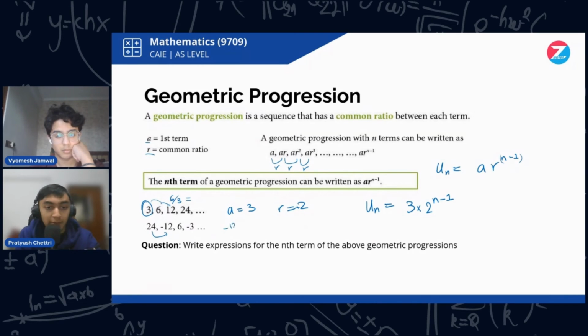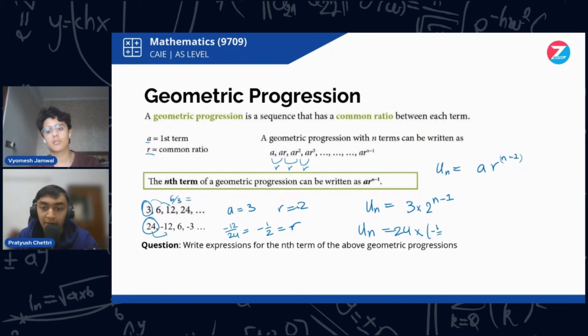Okay, let's do this one. Let's do minus 12 divided by 24. Obviously, it is minus a half. So this is our common ratio. It's going down, multiplying by minus 1/2 each time, as you can see. And our first term is 24. So our nth term is the first term, 24, times minus 1/2 to the power n minus 1. Okay.